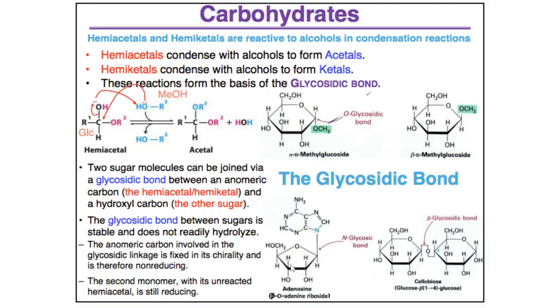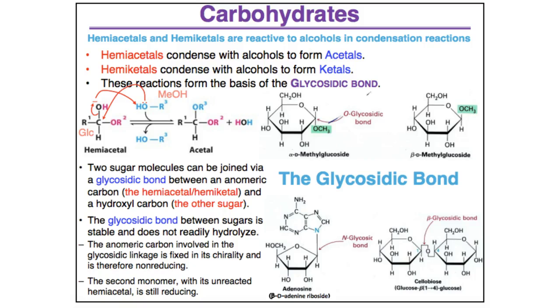When we go into DNA and having a nucleoside, where you have a sugar that is bonded to a base, this is bonded to the anomeric carbon and forms a glycosidic bond. Between two different sugars, that is a glycosidic bond as well, with the anomeric carbon bonded to the fourth carbon of another sugar. This glycosidic bond is very stable and does not hydrolyze readily.